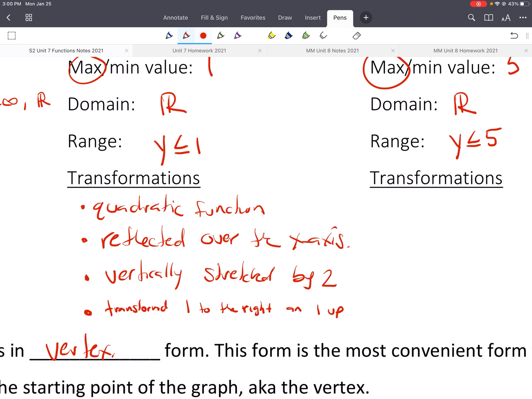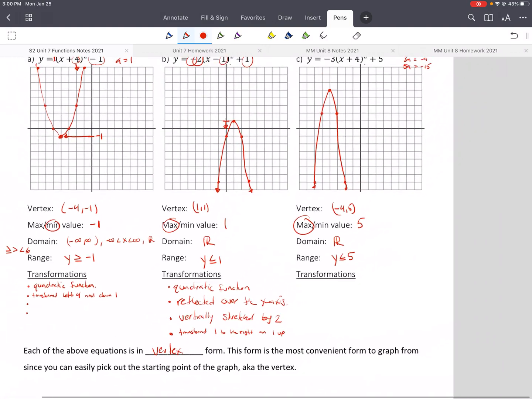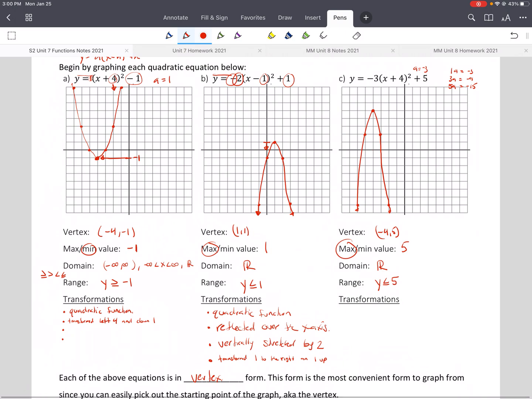There are lots of different ways, and I try to simplify it a little bit so you don't have to spend as much time. Okay, let's just talk about this one. This is going to be a quadratic that is reflected over the x-axis, vertically stretched by a factor of 3 and transformed 4 units to the left and 5 units up. Something like that would be fantastic.